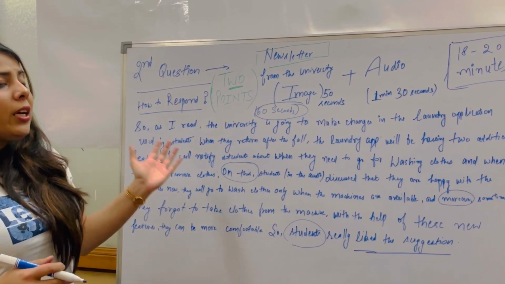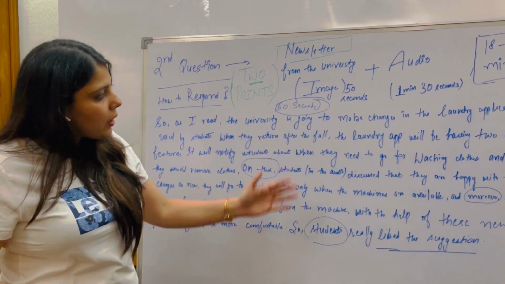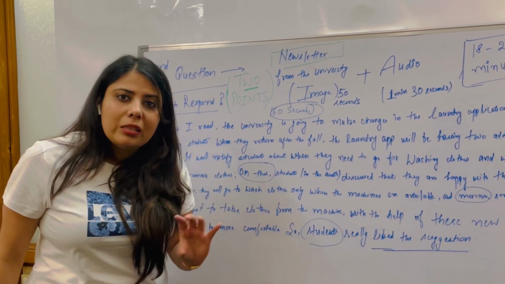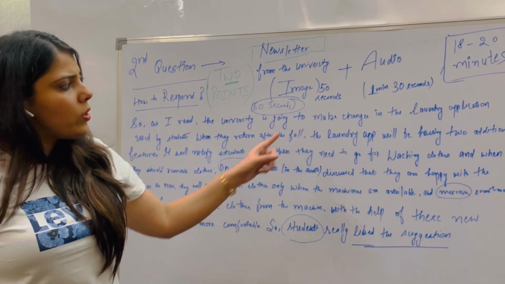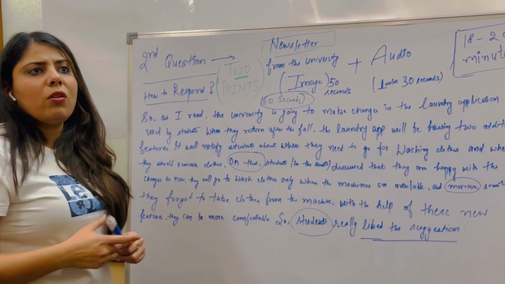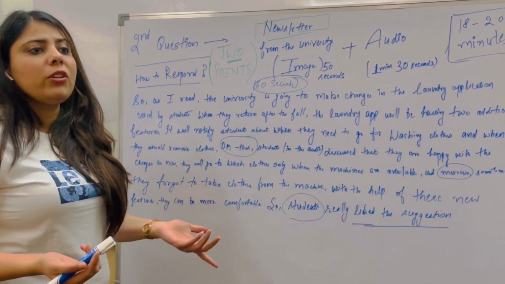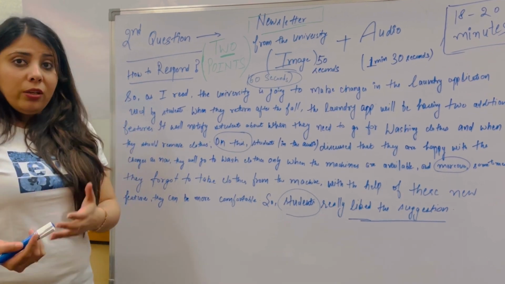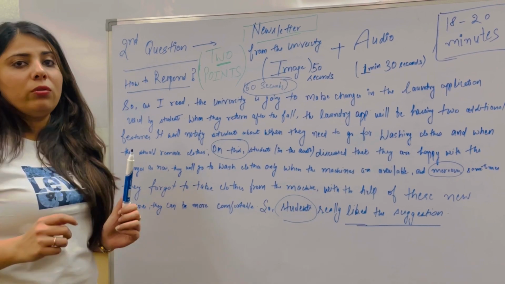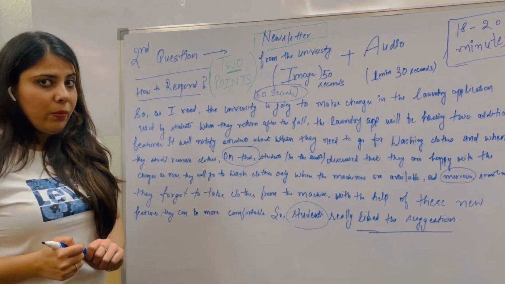In the newsletter, some authorities from the university have said that they're going to start these changes in the laundry application, and then students will say that, yeah, we like the changes, because sometimes what happens is, if we are going to the washing area, what we see is machines are already occupied by the students, and then we don't have time, so we have to wait a lot. But with this new application, they already know that when we go to the washing area, we'll have the machines available.